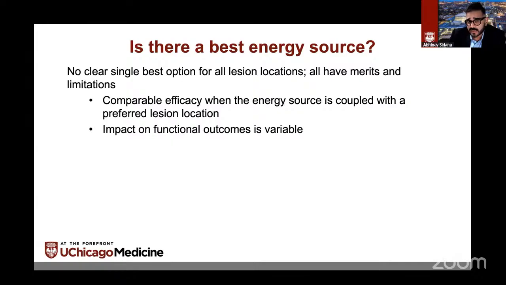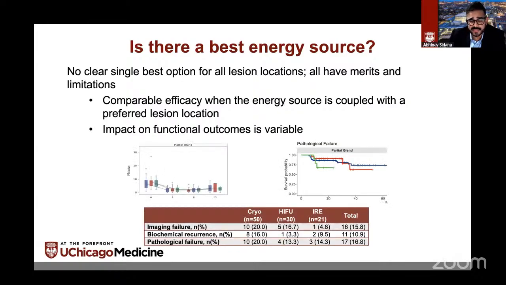Impact on functional outcomes is slightly variable between these energy modalities. So this is our initial experience from Cincinnati when we did first 150 cases, and we demonstrated that the pathological failure rate is comparable. It varies from 14 to 20% in these patients. And this includes both in-field and out-of-field failures. And their functional outcomes were comparable too, because we selected patients in a way that their function would not be impaired just based on energy selection.